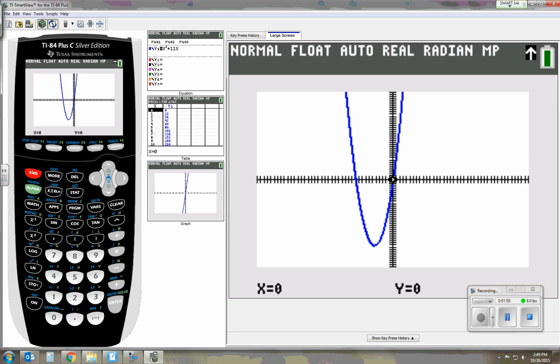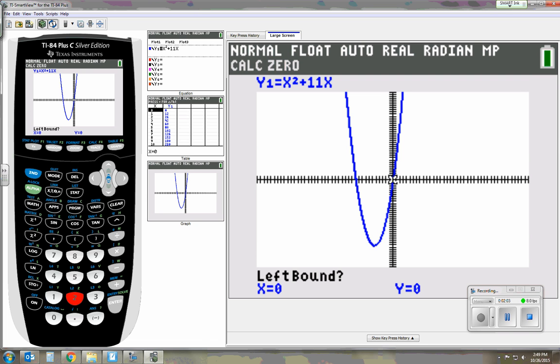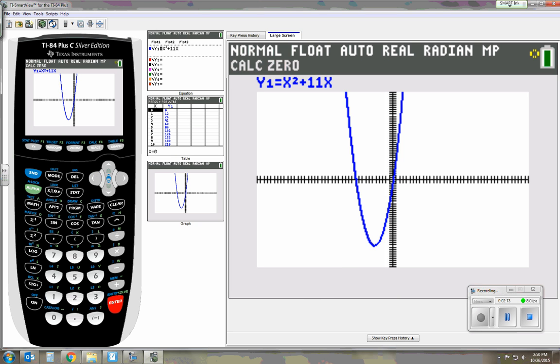So we do second, trace, and push 2 for zero. I'm going to do the first one to the very left. So left bound is going to be above, and I'm going to push enter. And then right bound is going to be below. And then I'm going to guess. So my first one is at negative 11. Now I'm going to look at the other one.